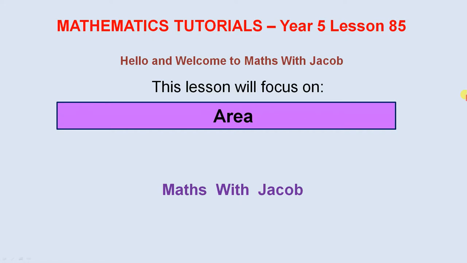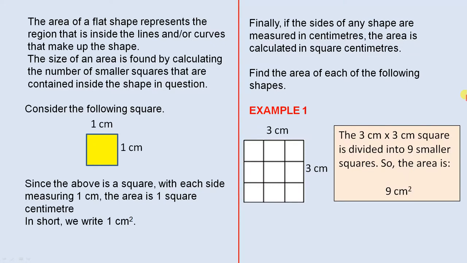This lesson will focus on area. The area of a flat shape represents the region that is inside the lines and or curves that make up the shape. The size of an area is found by calculating the number of small squares that are contained inside the shape in question. Consider the following square.